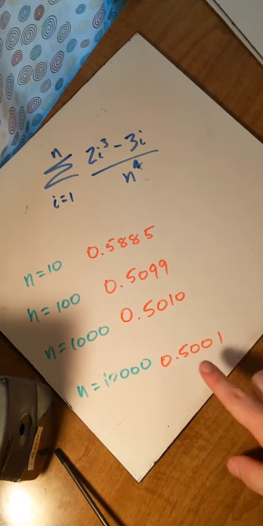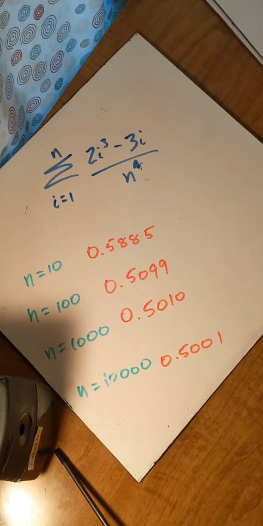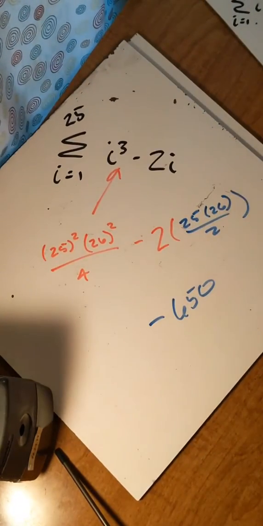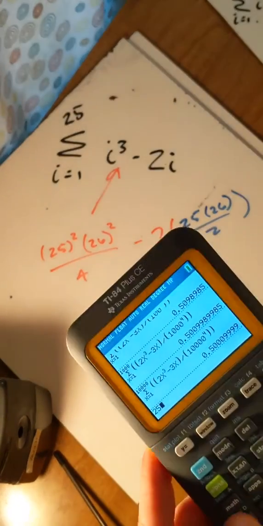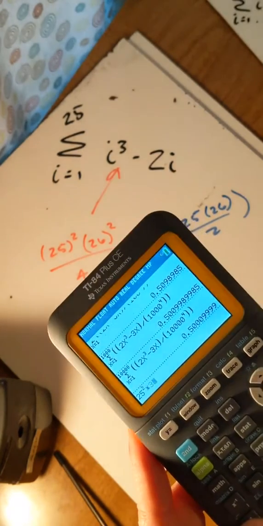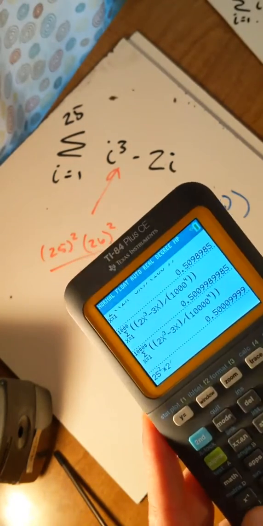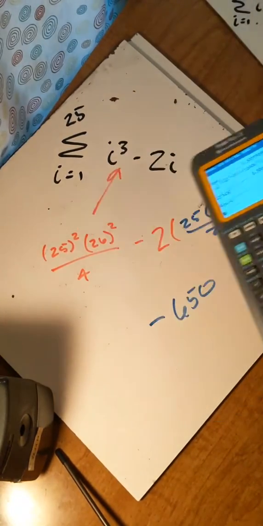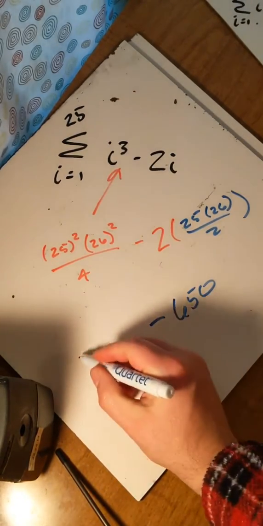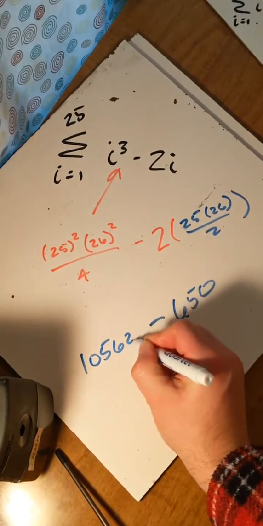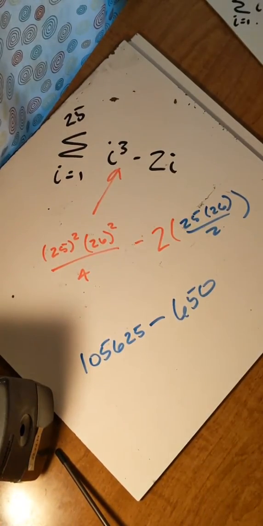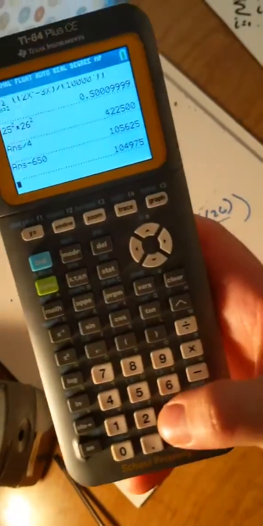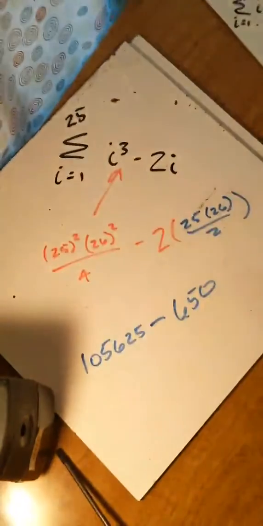So when it's 10,000, 0.5001. Going back to this one here to finish this problem up. We'll do 25 squared times 26 squared. And we'll divide that by 4. So 105,625. Then we got to subtract 650. And there's our answer, 104,975.